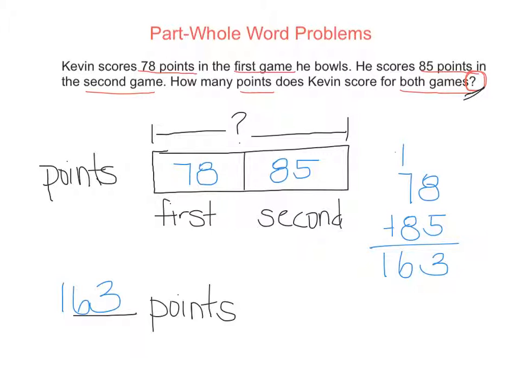That is a basic part-whole word problem where we know two parts and we're missing our whole. That tells us to add. Okay, I'm going to show you a different problem on the next slide.